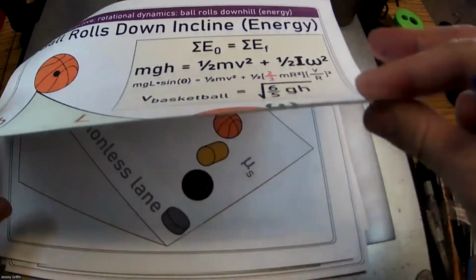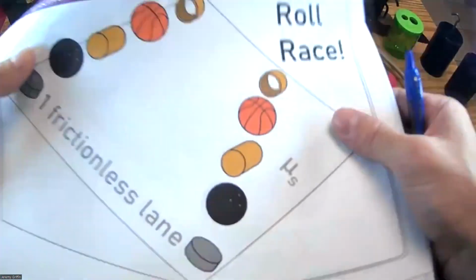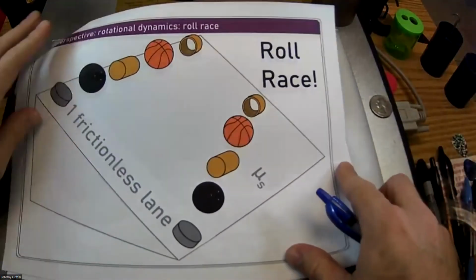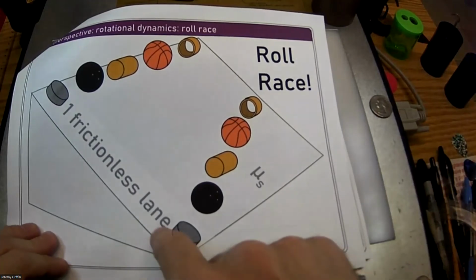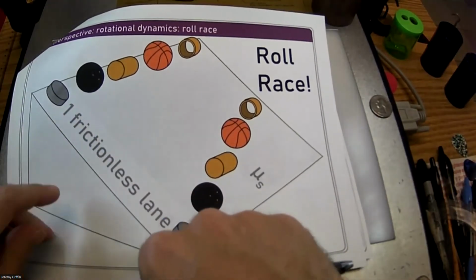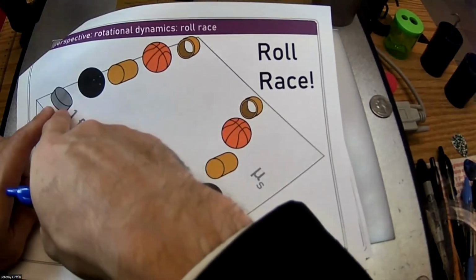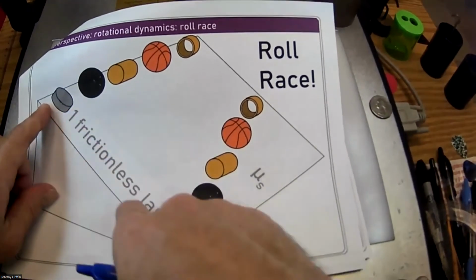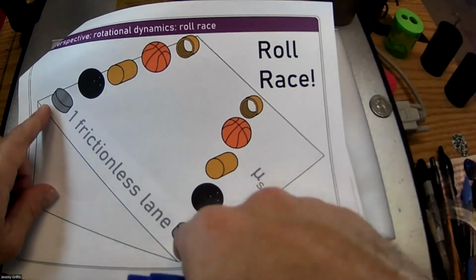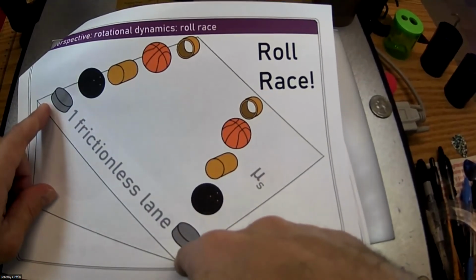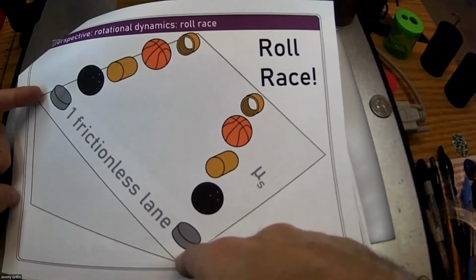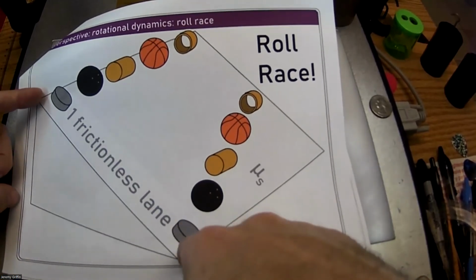Oh, and finally, last slide. What if we have a race between all these different objects? So I'll have one lane that is truly frictionless, and I'll put an air hockey puck on there, so we can compare everything to that. This one goes from all potential energy to all linear kinetic energy. And I know what its speed is going to be at the bottom. Does anybody know its speed at the bottom in terms of its height? It's square root 2gh. You guys remember that?